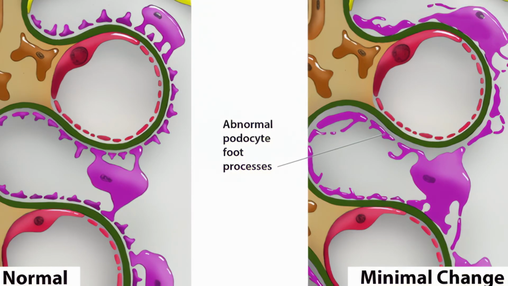Now, on our drawing, everything looks pretty normal, except for some distortion and irregularity of the foot processes. Now, this distortion makes the glomerular filtration barrier more permeable to albumin, which is what leads to the proteinuria.